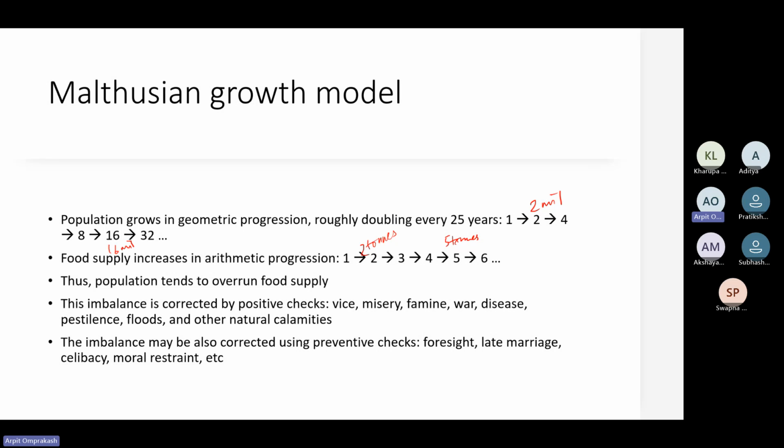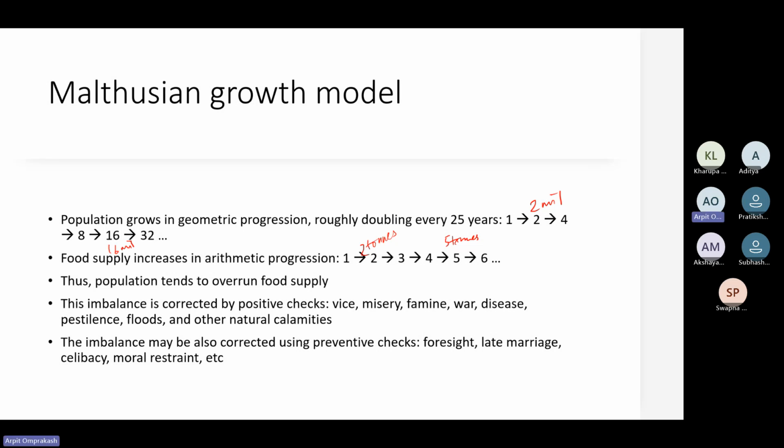He says that this imbalance is corrected by positive checks such as vice or crime, misery, where people are poor, then famine, war, diseases, pestilence, flood, and other natural calamities. These are the things that keep the population of humans in check, so that we don't overrun the food supply. And he says that as a species, we can also use preventative checks to fix this imbalance, such as foresight, late marriage, celibacy, moral restraint, and so on.